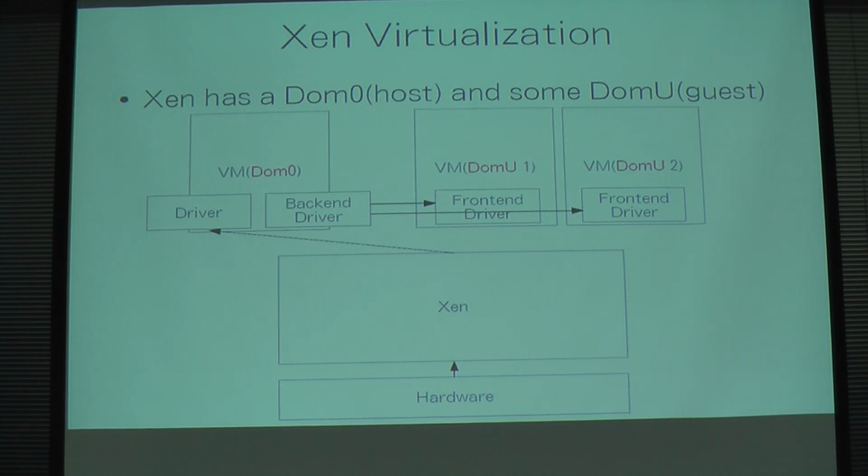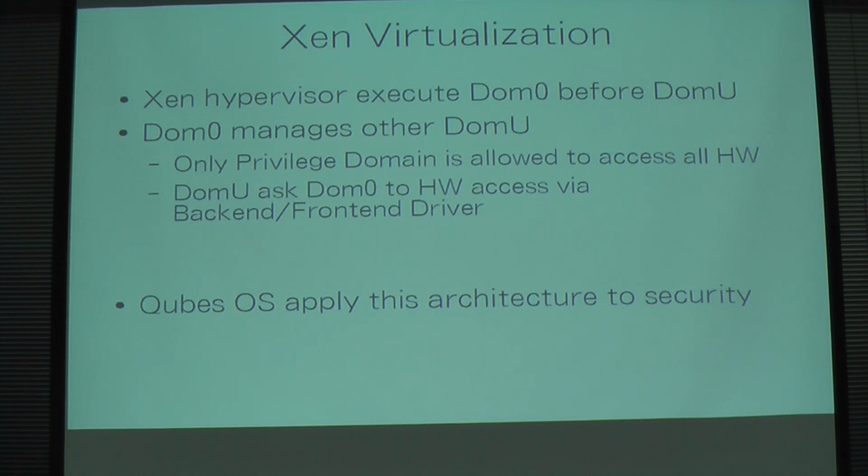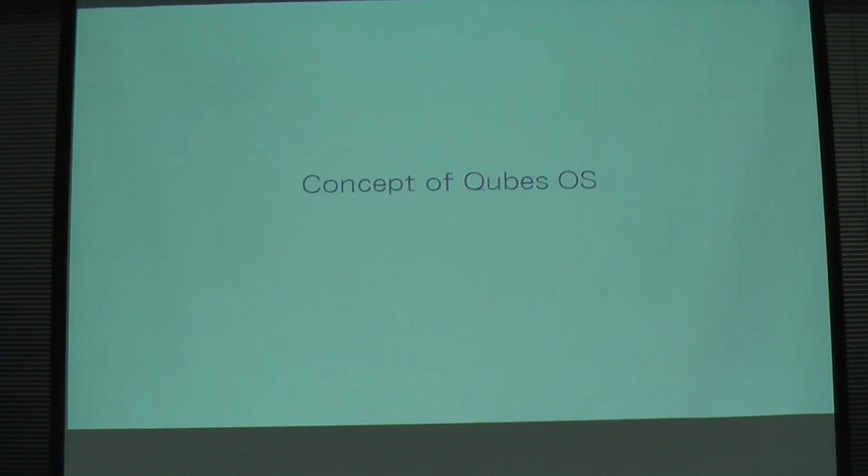Xen has a domain 0. Domain 0 is the host and privileged OS, and Xen also has some domain Us. Domain U is a guest OS. The Xen hypervisor executes domain 0 before domain U. Domain 0 manages the other domain Us, and only the privileged domain is allowed to access all hardware. Domain U asks domain 0 for hardware access via the back-end and front-end drivers. So Qubes OS applies this architecture to security.